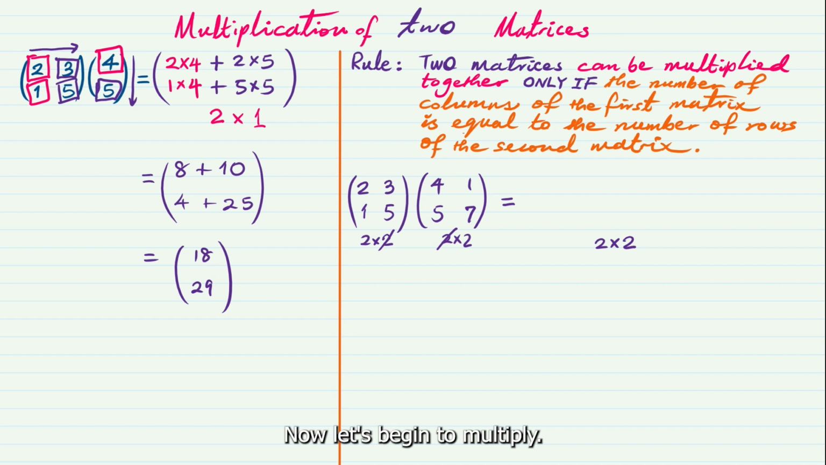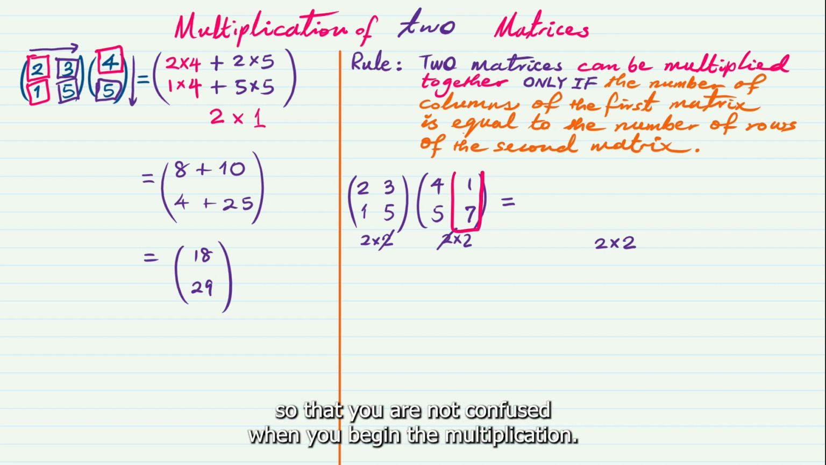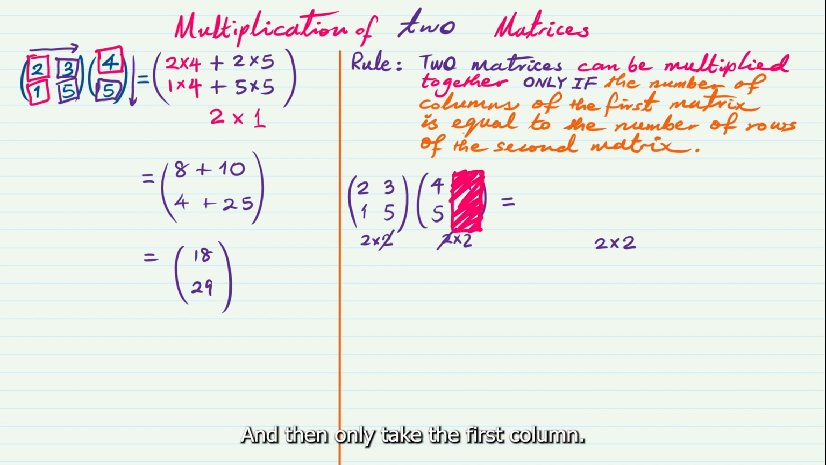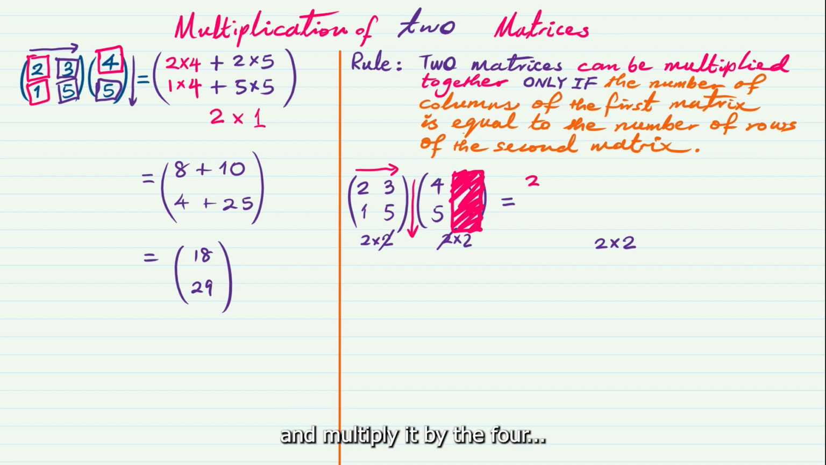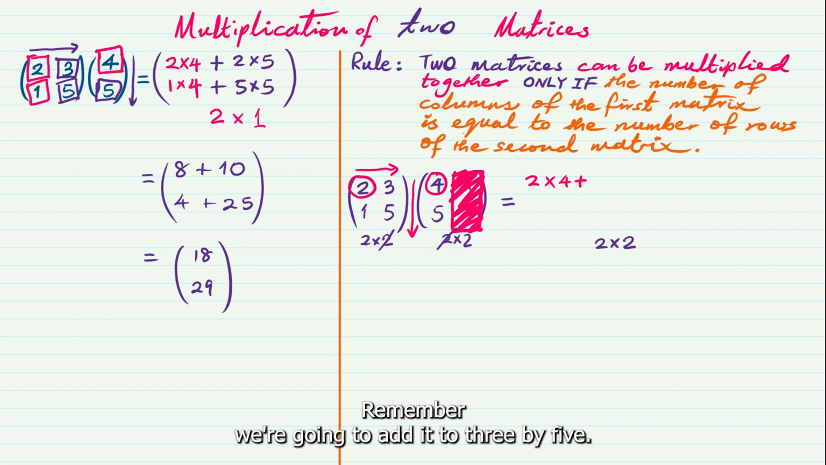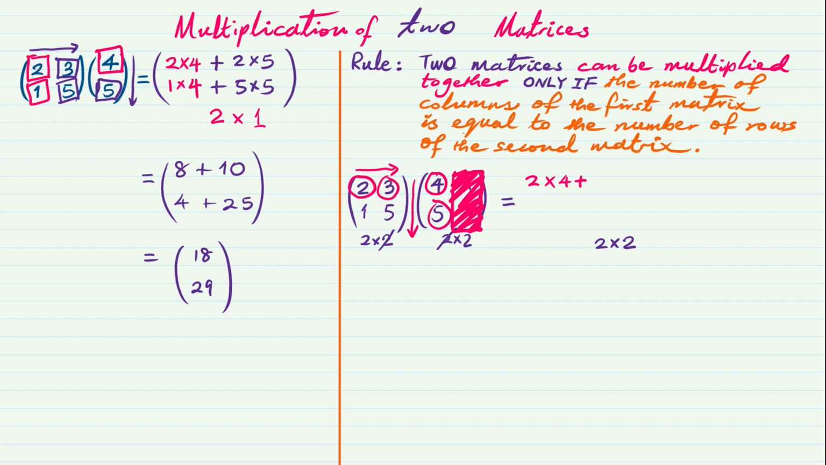All right, now let's begin to multiply. What I always advise, first of all, is you cover this up so that you are not confused when you begin the multiplication. And then only take the first column. All right, remember that we go row multiplied by column. So we take the first number, which is a 2, we multiply it by the 4 here. So we have 2 by 4. Remember, we're going to add it to 3 by 5.